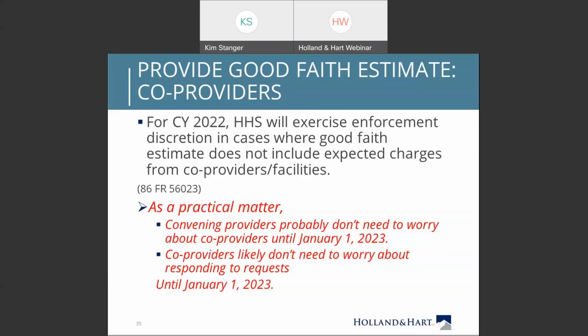I think that means that they're not going to come against you if you don't have that co-provider's information in your good faith efforts. So as a practical matter, unless we get contrary guidance from the government, the convening providers probably don't need to worry about getting the co-provider's good faith estimate until January 1st, 2023. Similarly, co-providers likely don't need to worry about responding to requests for co-payments or the good faith estimates until January 1st, 2023.